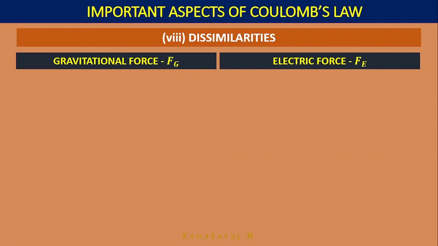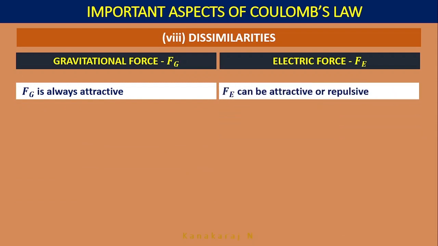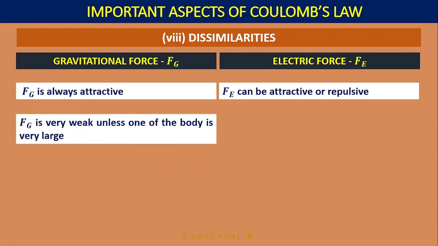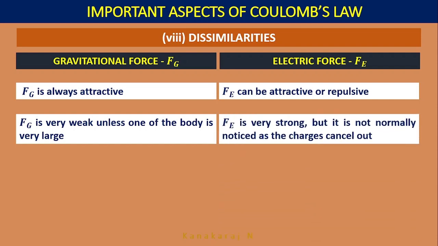Let us now learn the dissimilarities between the gravitational force and electrical force. Fg is always attractive. Fe can be attractive or repulsive. If the two charges are like charges, then there will be a repulsion. Unlike charges means there will be attraction. Fg is very weak unless one of the bodies is very large. We can't find a gravitational force between two nearby balls, but there is a large force between Earth and a single ball, right? Good. Fe is very strong, but it is not normally noticed as the charges cancel out within the body itself.